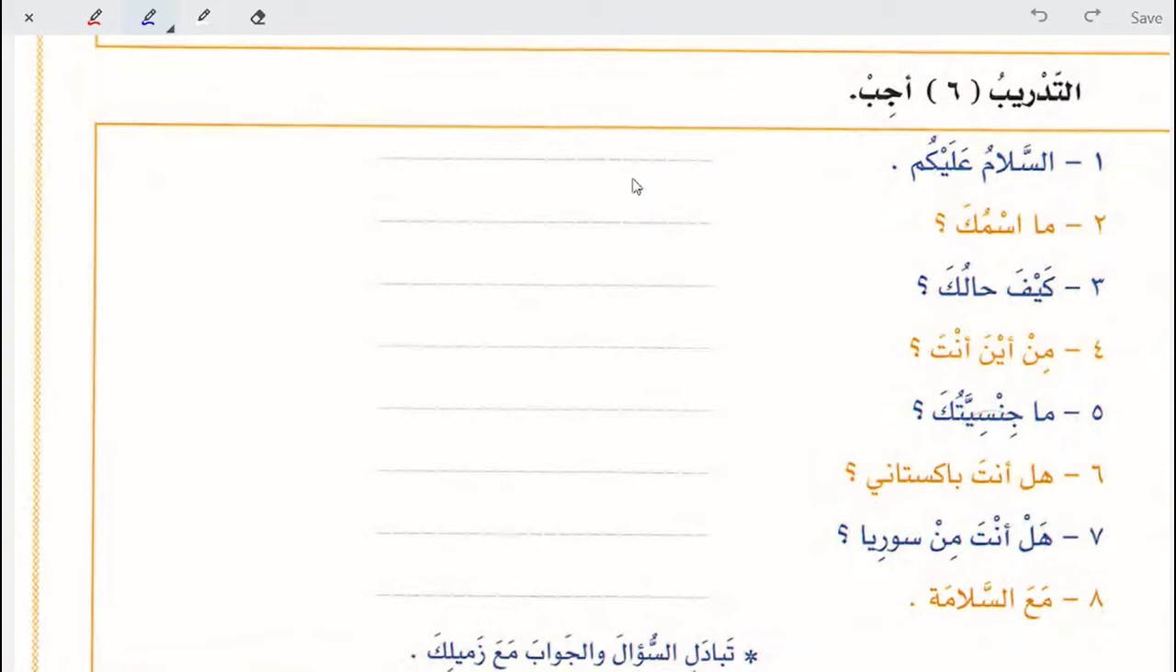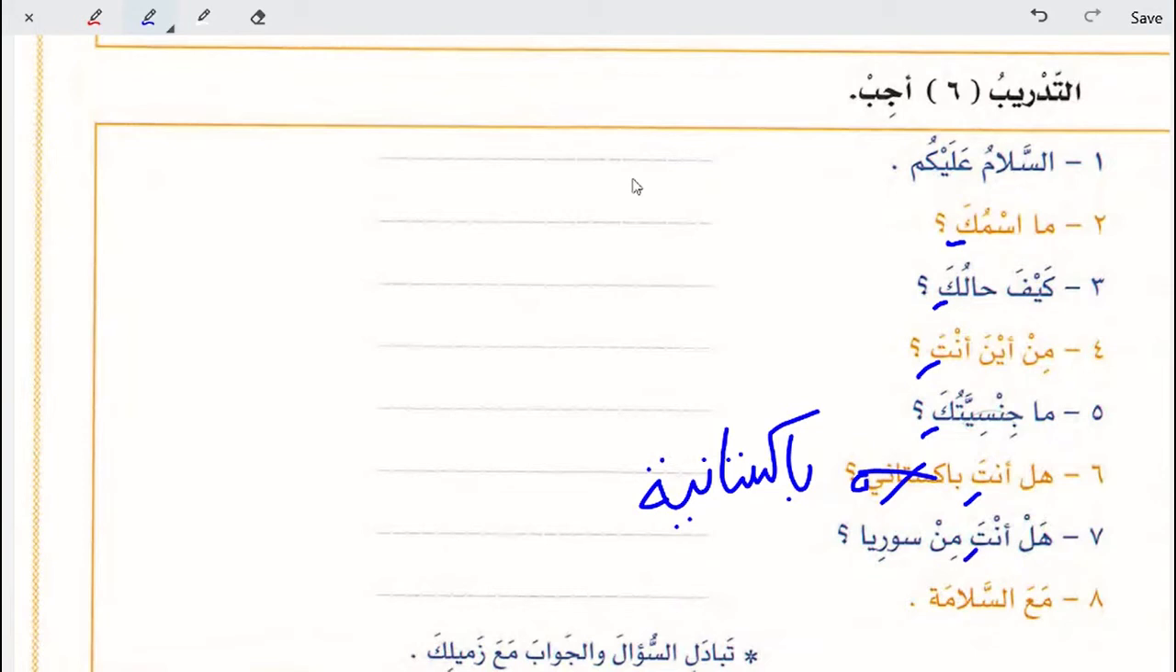Like Masmuka is for male, so you write kasra here, which means Masmuki. What is your name for female? Kaifa haluka is for male, so you write kasra here, Kaifa haluki. Min aina anta is for male, you write kasra here, Min aina anti. Ma jinsiyatuka for male, you write kasra, Ma jinsiyatuki. Hal anti Pakistania, you write ta marbuta, or you can just write Pakistania here. Are you Pakistani? Then, hal anti min Suriya.